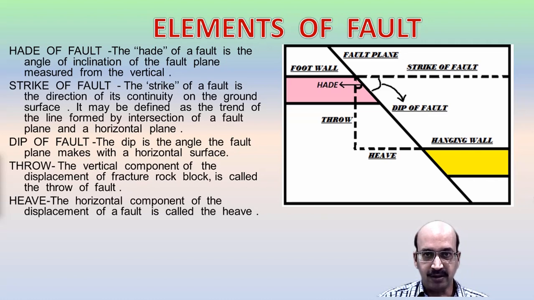The dip of the fault, or the angle of dip of the fault plane, is what we see over here as the angle made by the fault plane with the imaginary horizontal plane. There are two components of the displacement of a fault plane. One is called throw, another is called heave. Heave is the horizontal component of the displacement of the fault plane, whereas throw is the vertical component of the displacement of the fault plane.